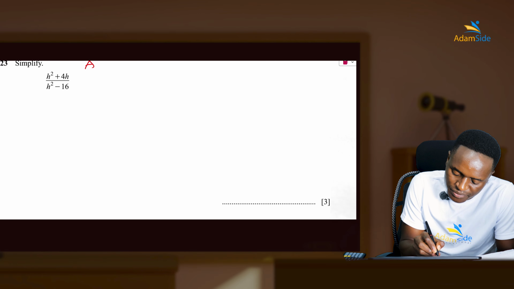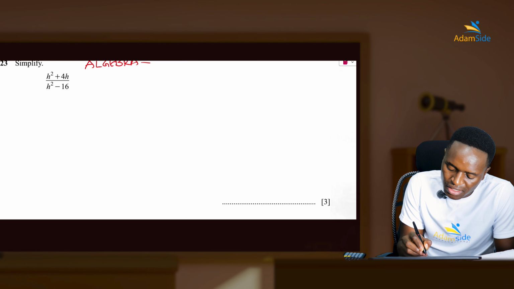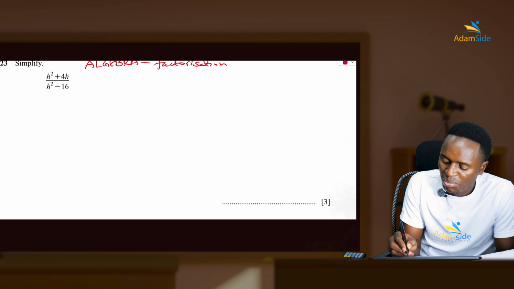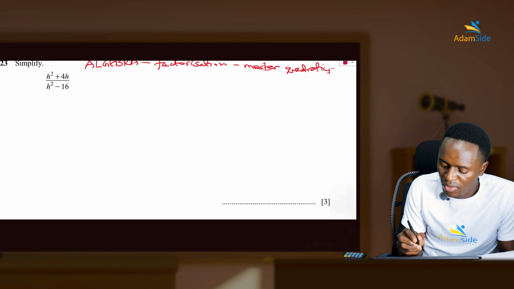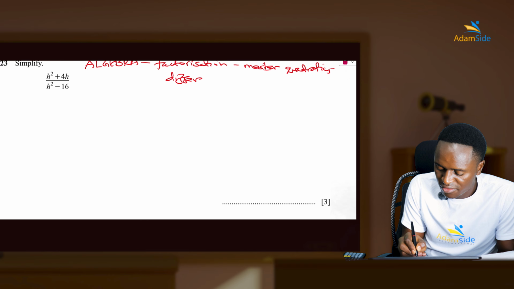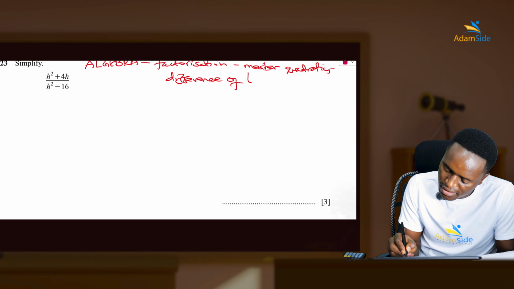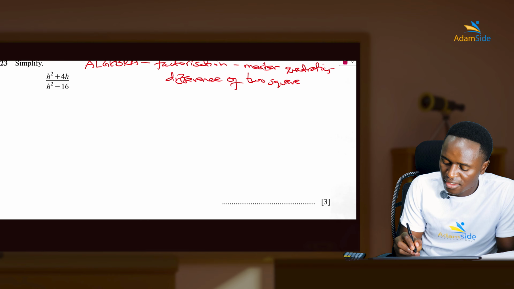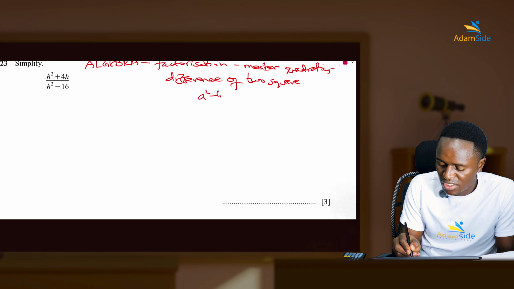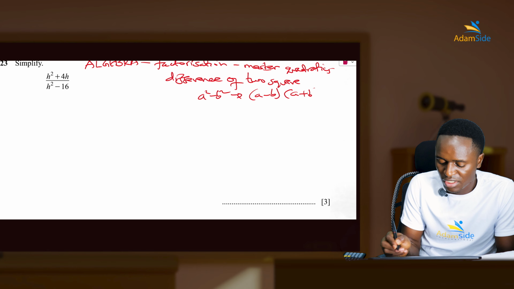Again, algebra. And this is factorization. Concept you need to master, quadratics, whereby you have the concept of difference of two squares being tested here. Difference of two squares, so that when you see a squared minus b squared, this is equivalent to a minus b, a plus b.